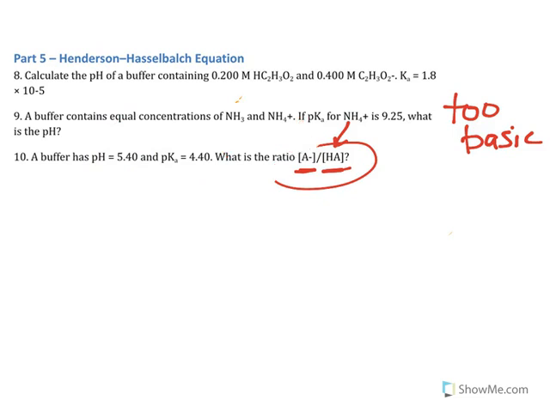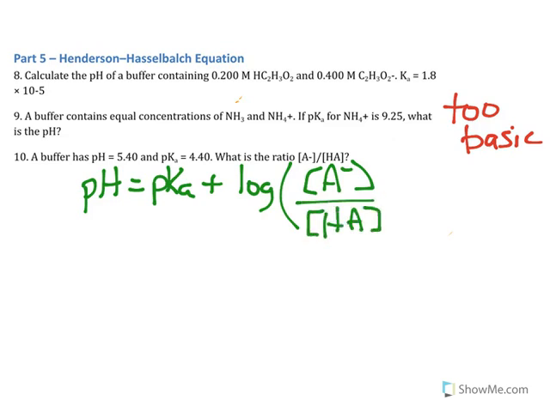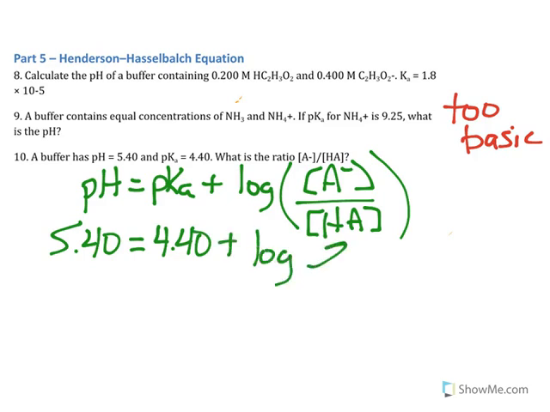But this is still just a Henderson-Hasselbalch equation. We just don't have to solve it in its conventional way. pH equals pKa, plus the log of the A minus concentration over the HA concentration. And just look at what you know. You know the pH is 5.4. The pKa is 4.4, plus the log of all of this. Forgive me for not rewriting it. I need to solve for what's inside that log. So I'm going to just subtract 4.4 from both sides.